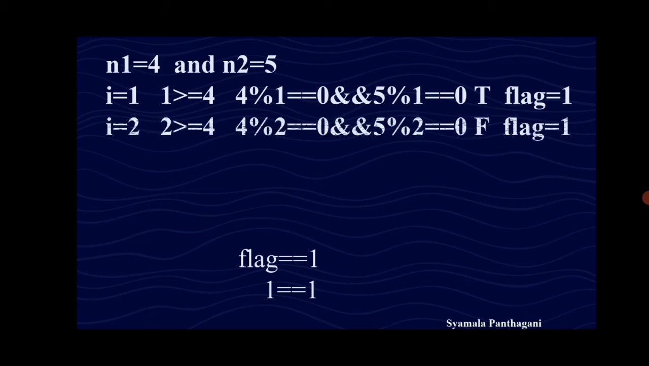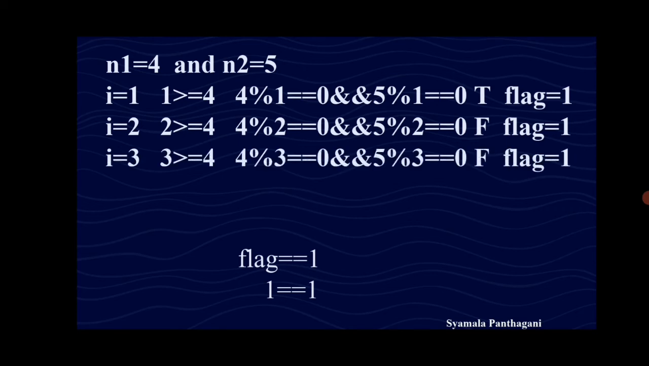In the next iteration, i is equal to 2. 2 is less than or equal to 4, that is also true. 4 mod 2 is equal to 0, this condition is true. 5 mod 2 is equal to 0, that condition is false. If any of these conditions is false, the whole condition is false. That's why it doesn't increase the value of the flag and just goes to the next iteration.